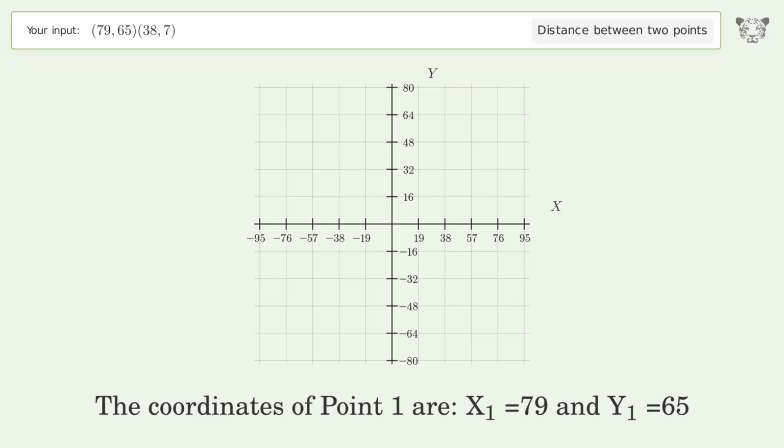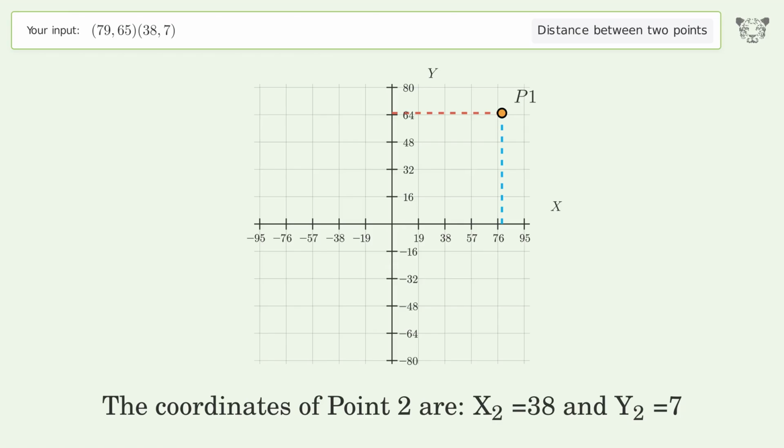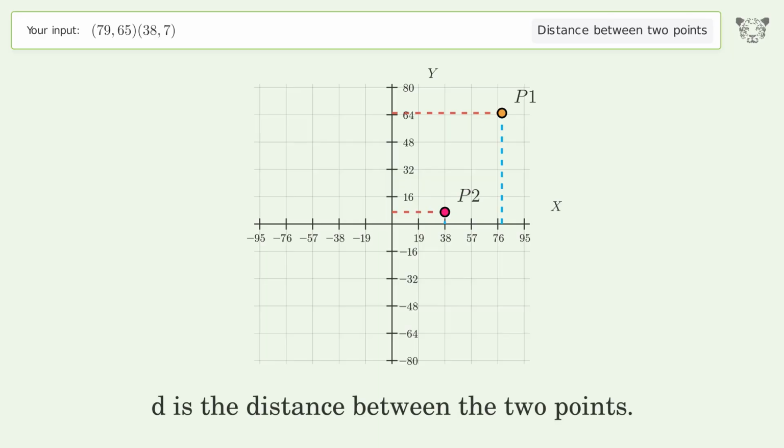The coordinates of point 1 are x1 equals 79 and y1 equals 65. The coordinates of point 2 are x2 equals 38 and y2 equals 7. D is the distance between the 2 points.